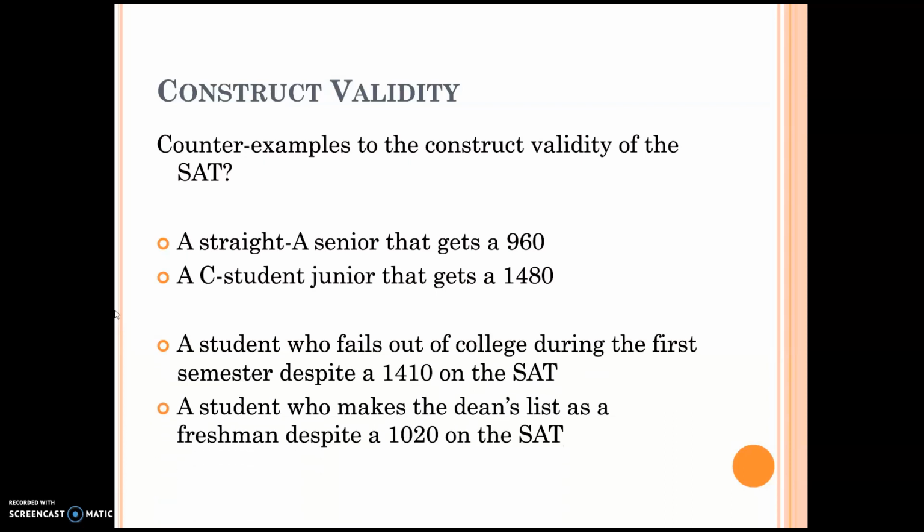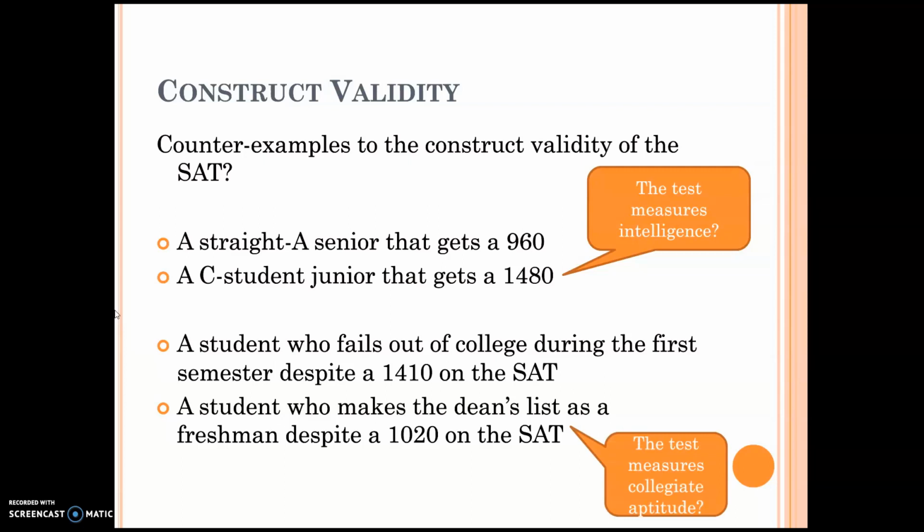So some things we want to consider about this, though. For example, you might have a straight A senior who gets a 960 out of 1600, and a C student who gets a 1480, which is a very high score, way above the national average. So does the test actually measure intelligence? The answer is no. Arguably, a straight A senior would probably be smarter than a C student, but it's not a measure of intelligence at all, and that's why it throws people off, because this sort of pattern happens very frequently. And likewise, is it a measure of scholastic aptitude?